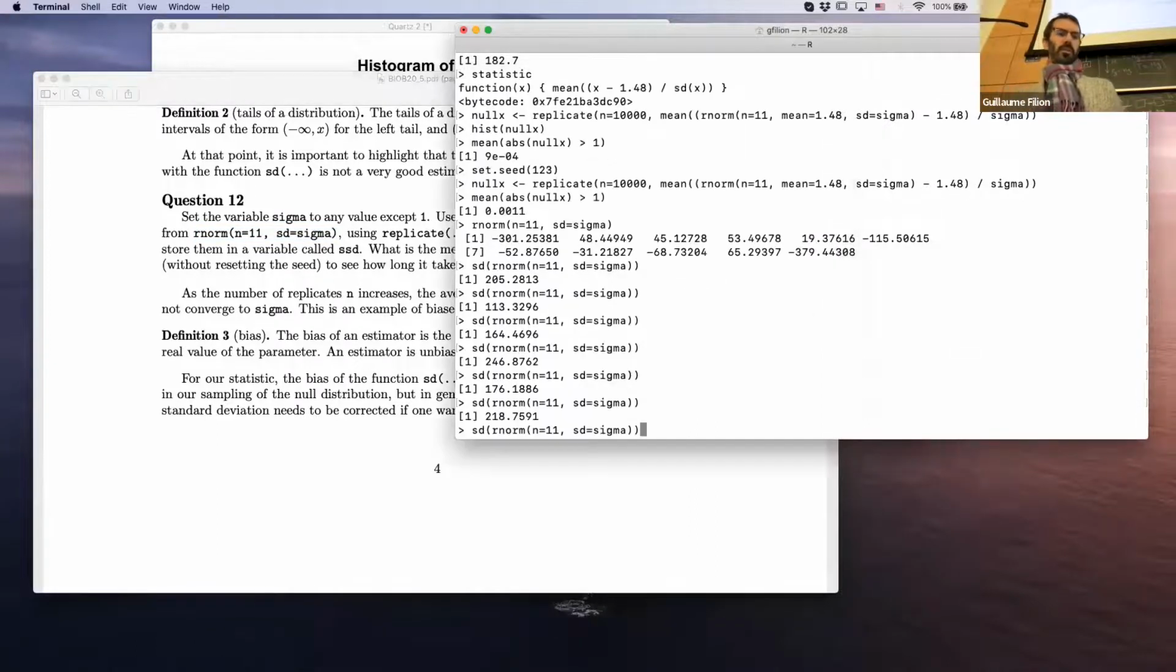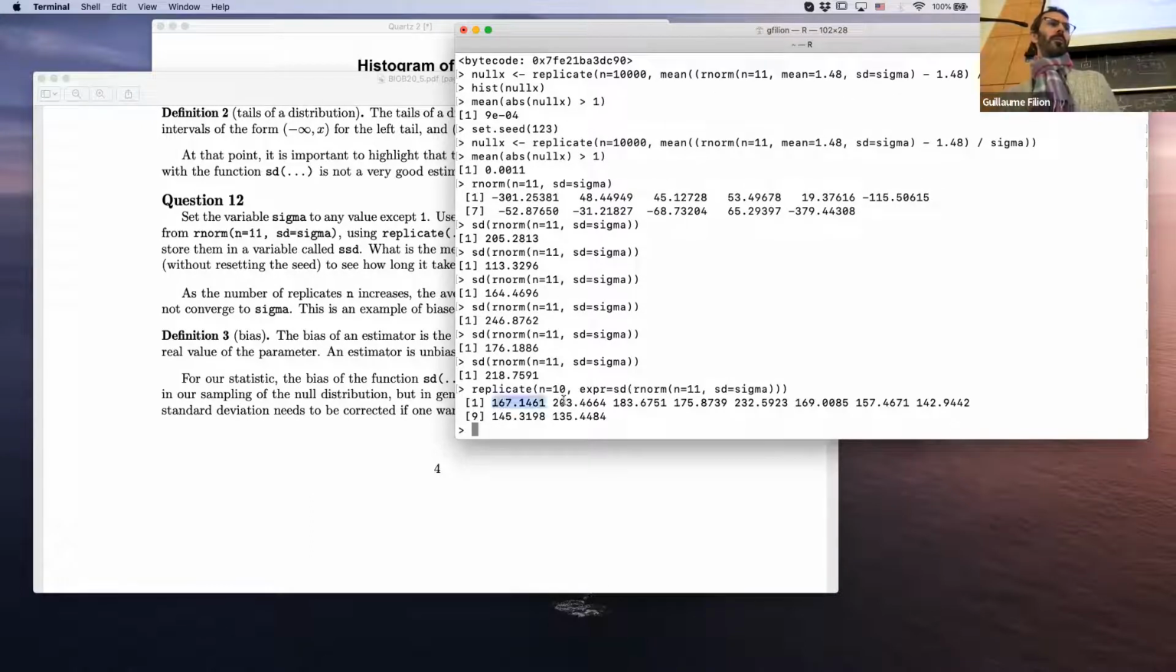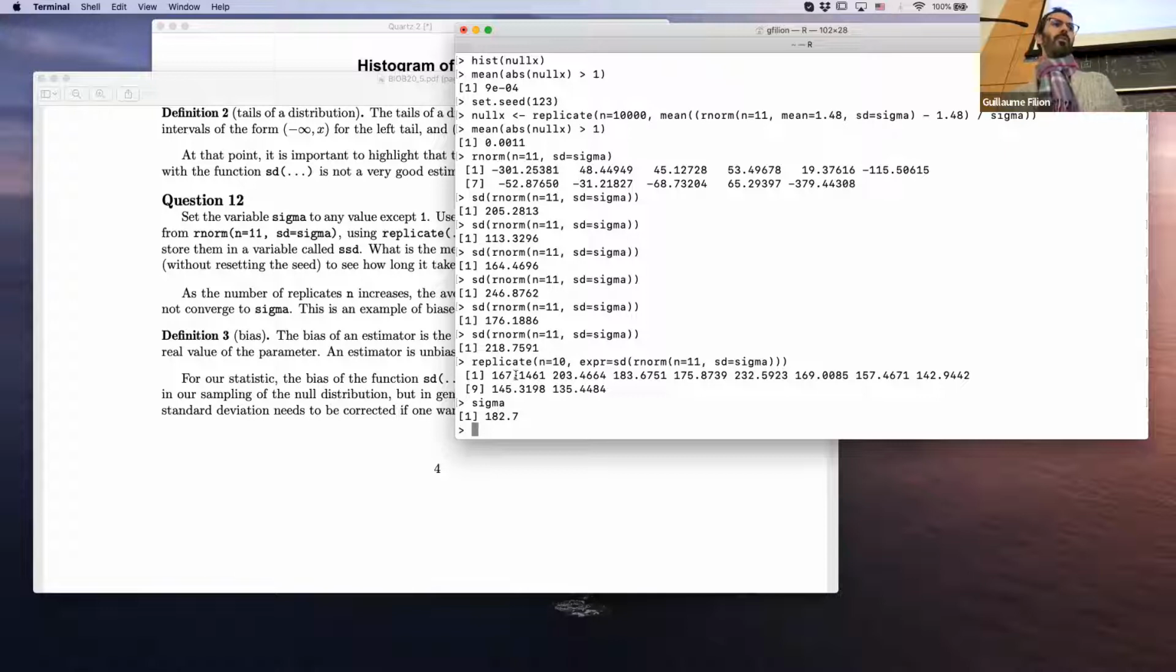So we have to replicate that process a couple of times. So replicate here, and we say n equals, let's say 10, and the expression is this one. That gives me 10 standard deviations estimated from 11 numbers. And sigma, remind you, is 182. So sometimes it's too high, sometimes it's too low, etc. Well, that's the game. That's an estimator, and we have some randomness. So you can't expect that you're going to be right all the time, or even often. These are just what can happen if you try to estimate sigma.